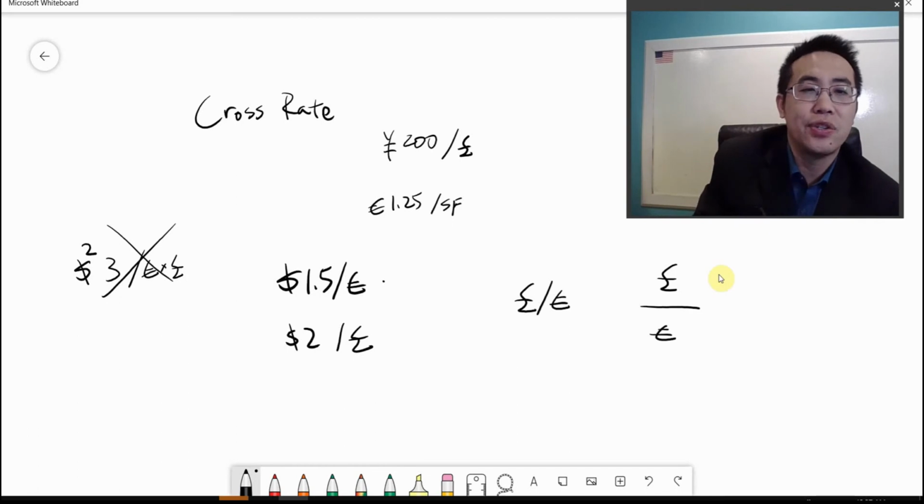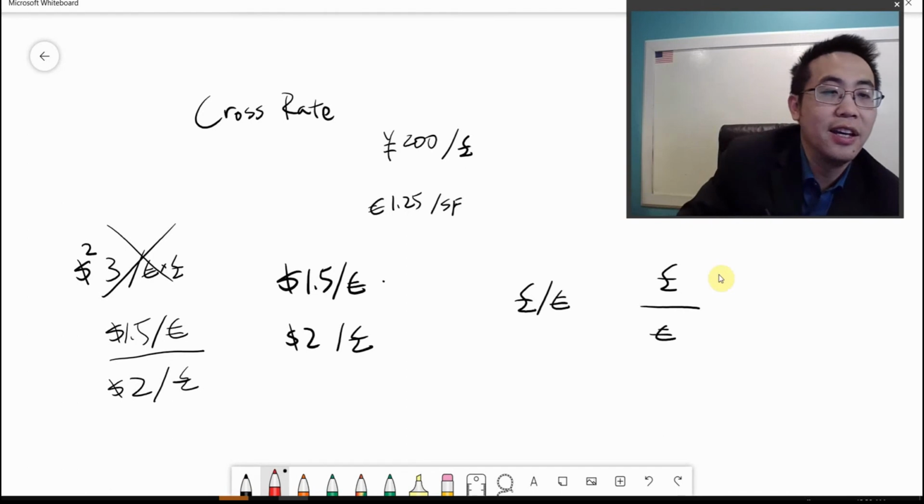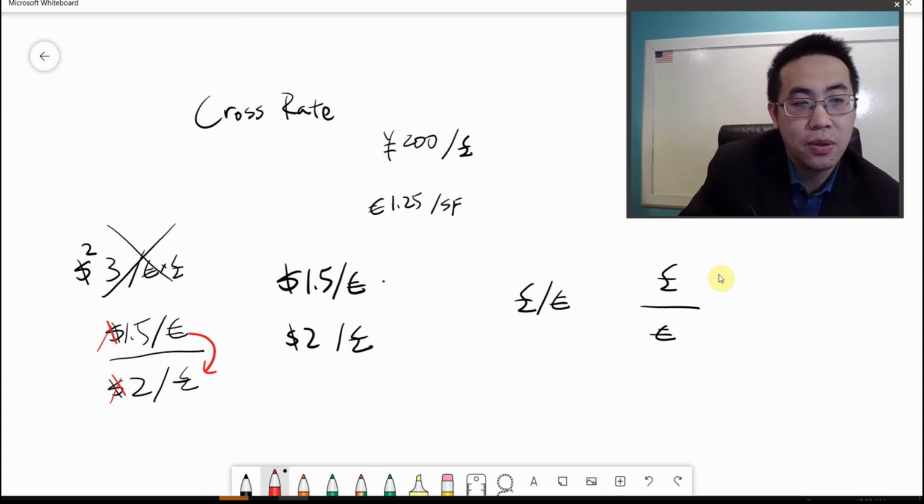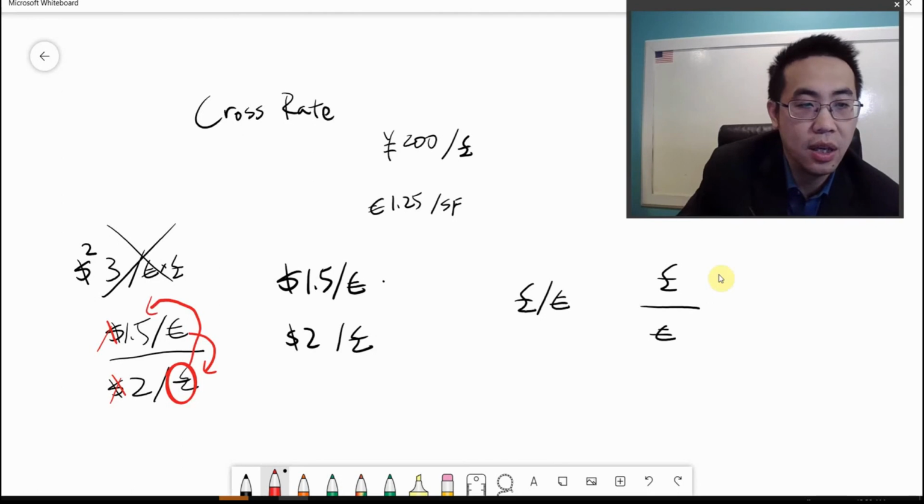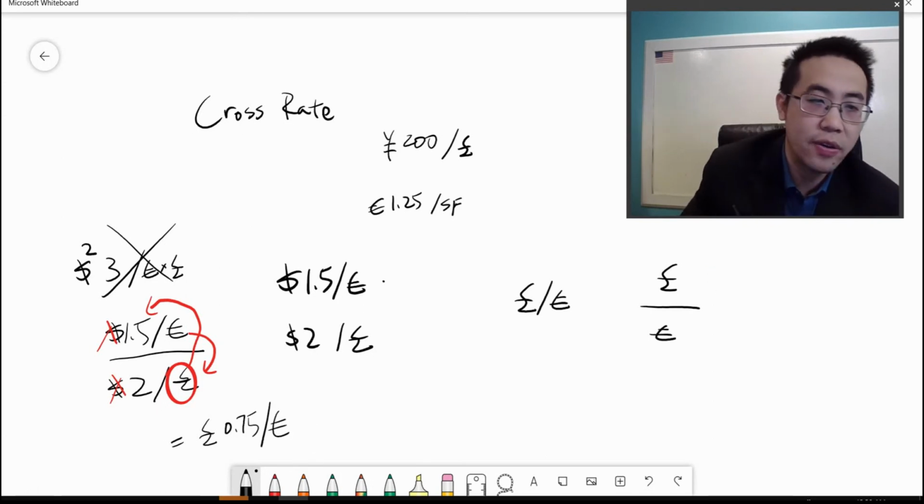What we can do is the dividing. So you can use $1.5 per euro divided by $2 per pound. If you do such a dividing, then dollar and dollar will get canceled, and then the euro sign will be flipped to the bottom, and the pound sign, which is the denominator of a denominator, will be flipped to the top. And then the answer should be the amount of pounds, which is 0.75 per euro. This is the correct answer.